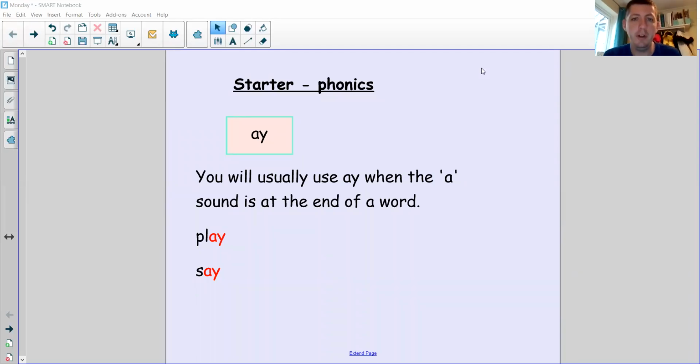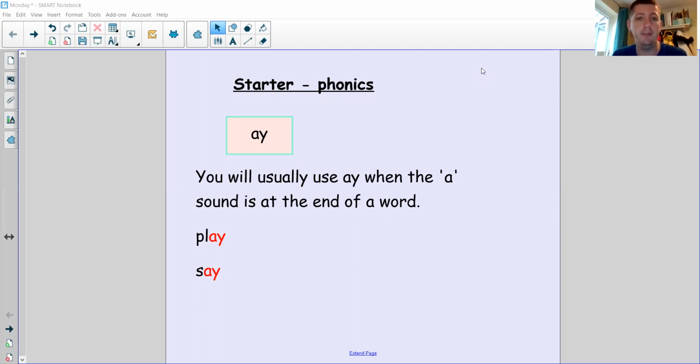Hi there. We're going to start in our literacy lesson today with a phonics starter, and we're going to recap the A sound. So you can use the letters A and Y to make the A sound, and usually if you use the letters A and Y, that's at the end of a word. So these two words here, can you say them? Play, and say.